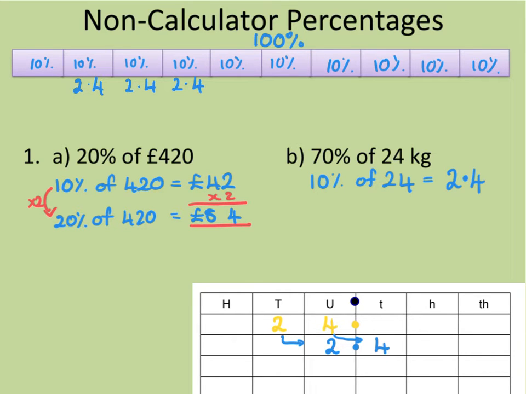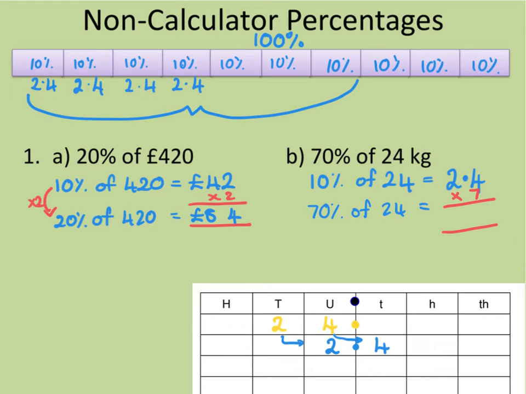Now we want to get 70%. 1, 2, 3, 4, 5, 6, 7. We want to get 70%. Now 70% would be 7 of these 2.4s. So I'm going to multiply those together. 7 times 4 is 28. 7 times 2 is 14. 14 add 2 makes 16. Okay, almost finished, but not quite. My units are kilograms.